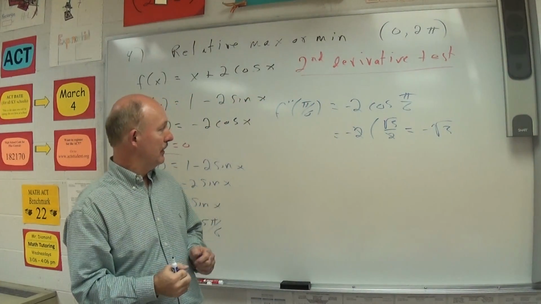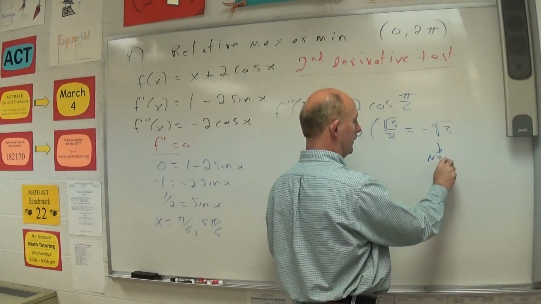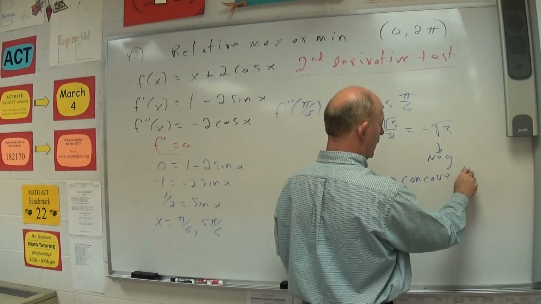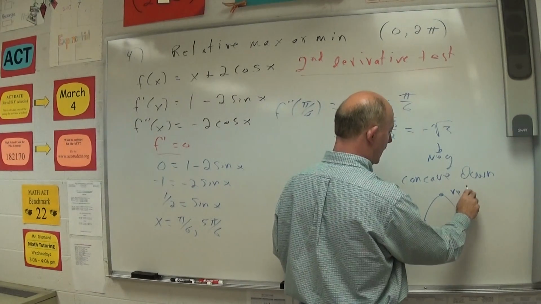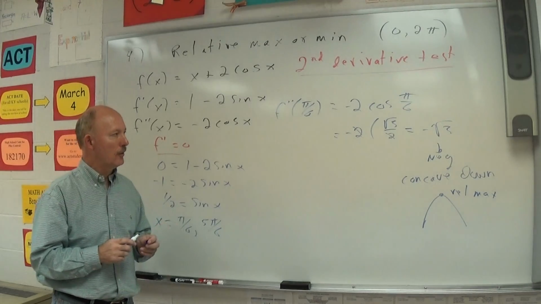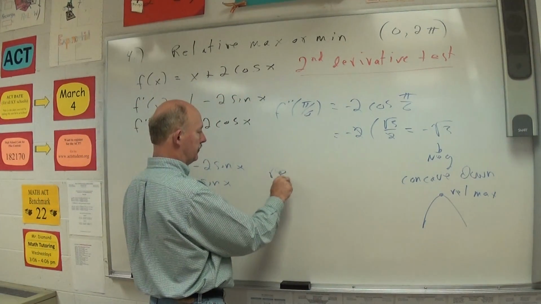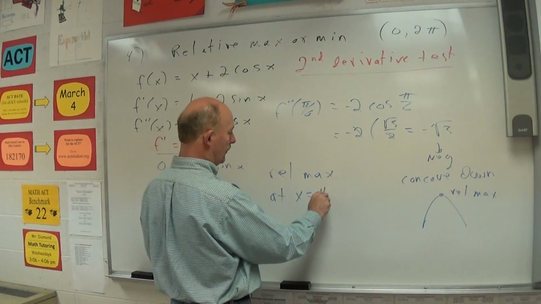All right, since the second derivative is negative, that tells us the curve is concave down, like so, and we're looking at a relative maximum value at pi over 6. So we've got a relative maximum at x equals pi over 6.